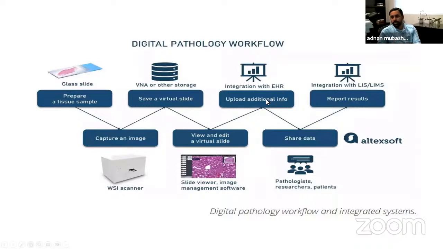If you have to do multiple additional studies, like ancillary studies, including immunohistochemistry, you perform those, and then you put that data together into a report format and upload it in the LIS, and that is how the final pathology report is generated. This is a simplified version of how digital pathology works.